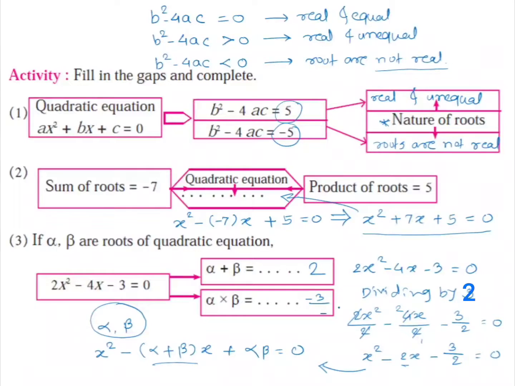So we have to take this product along with the negative sign, because in the general form it is plus alpha into beta, but in the equation given to us it is minus 3 by 2. That's why the product of these two must be minus 3 by 2. So this completes the third activity.